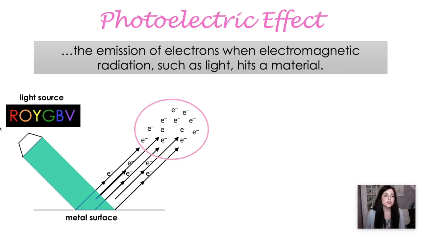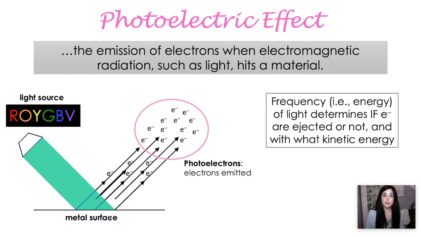But anyway, when you shine a light source on a piece of metal, there are electrons that are ejected from that surface. And when those electrons are ejected from the surface, we can measure that. We can measure the energy that those electrons have. We can measure their frequency, we can measure their wavelength, and in turn use that to help study elements. So we call those electrons that are emitted from the surface photoelectrons.